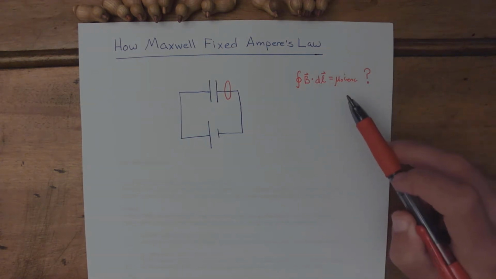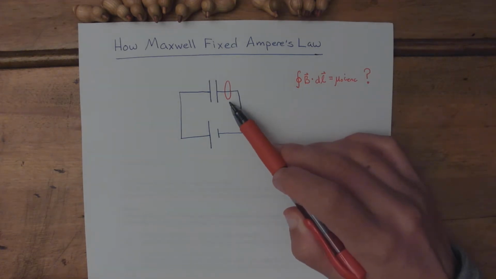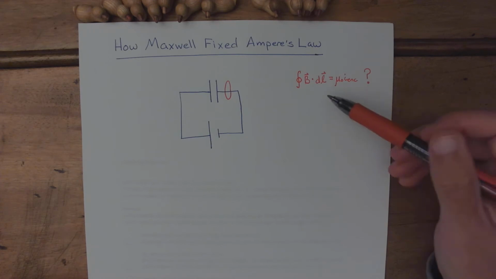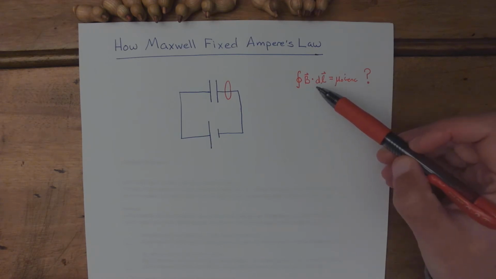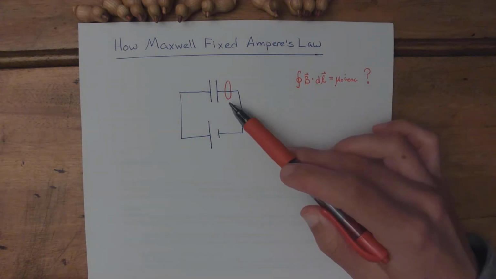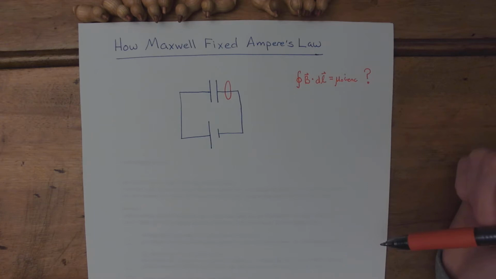And over here, we have Ampere's law. And I've drawn an Amperian loop here. And Ampere's law says that if we integrate B dotted with dl around the Amperian loop, that should be equal to mu naught times I enclosed.